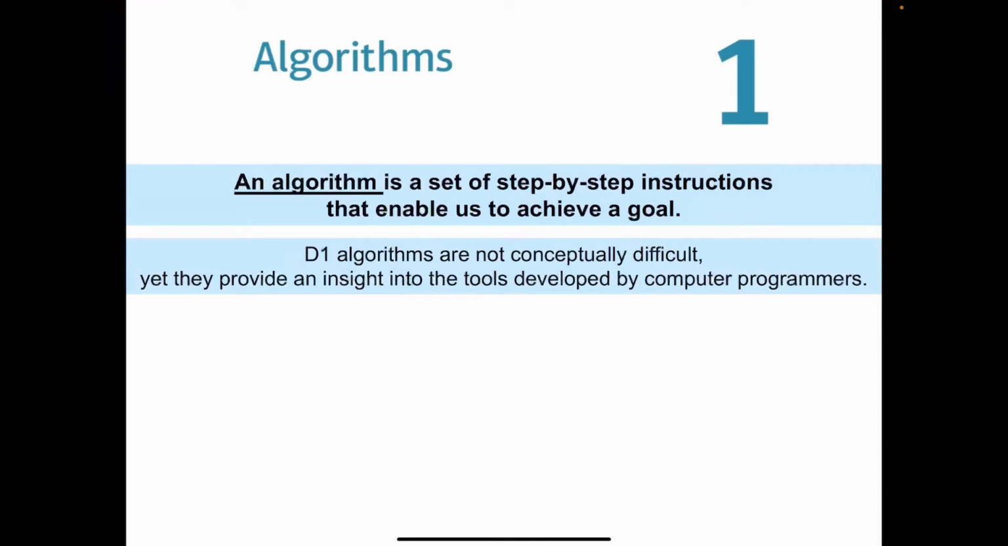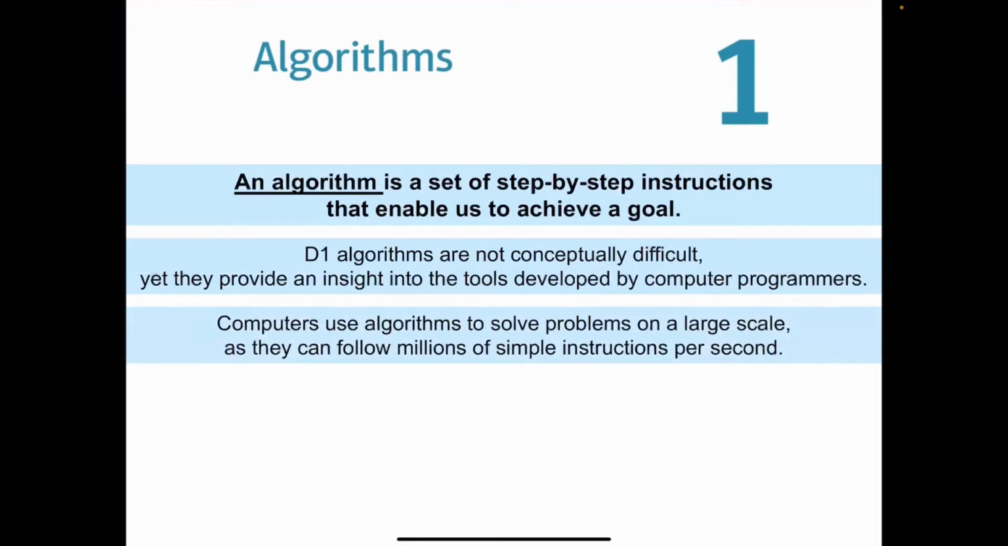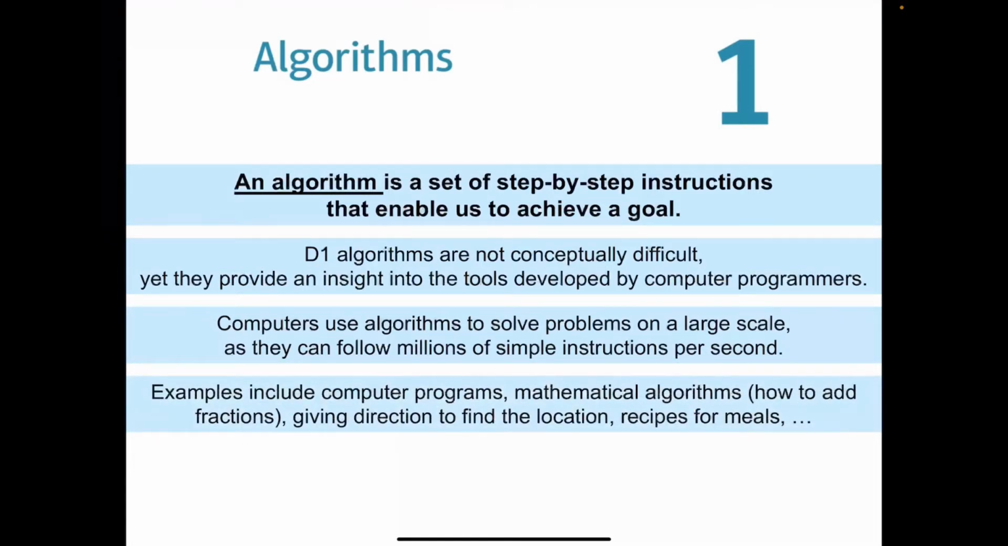The ones that we will do in decision mathematics are not really difficult, but they provide insights into how the tools are developed by computer programmers for the software that is often making our lives easier. But as I said, you can find algorithms in daily life as well. When you are cooking, every single recipe is an algorithm. Or when you are giving directions, you are also providing an algorithm for the person you're navigating, because you are giving them step-by-step instructions how to reach their destination.